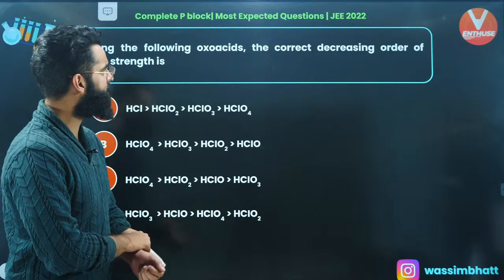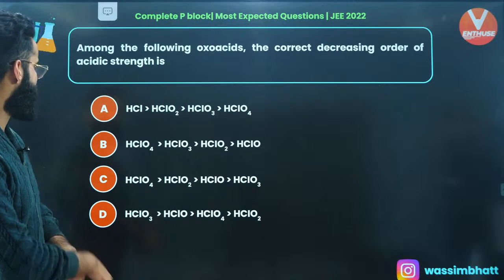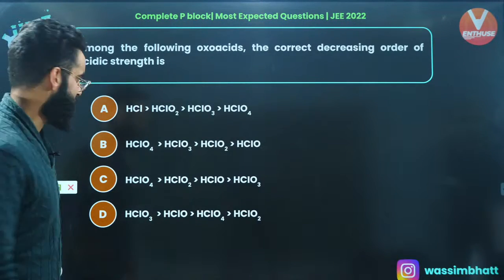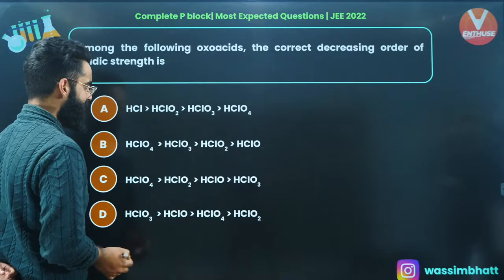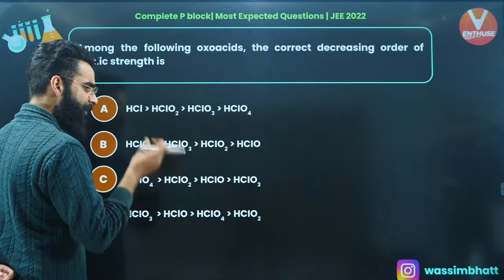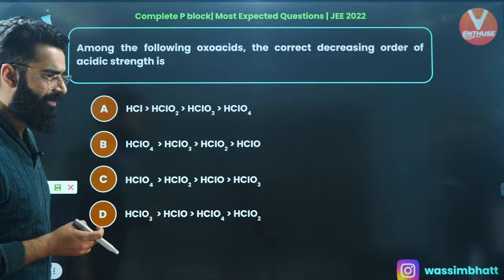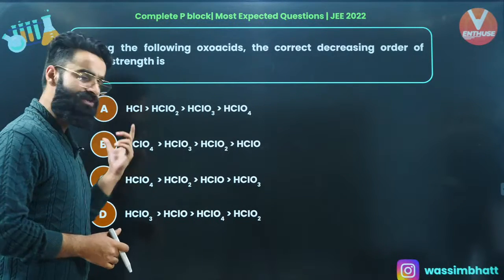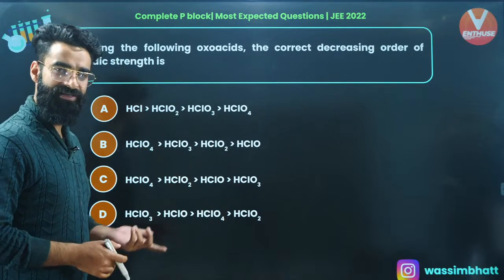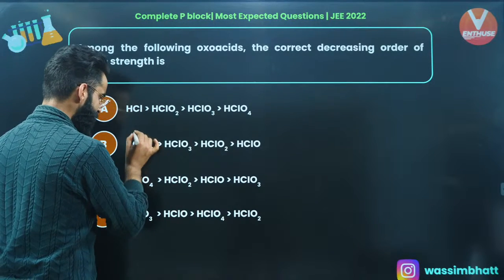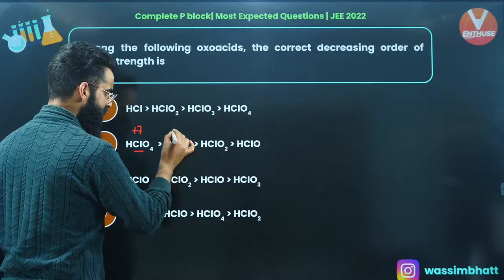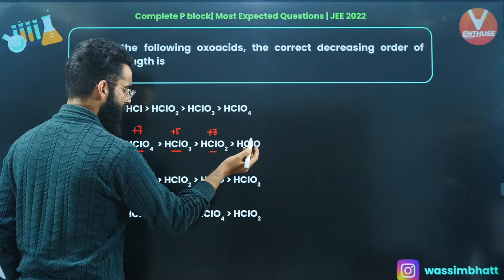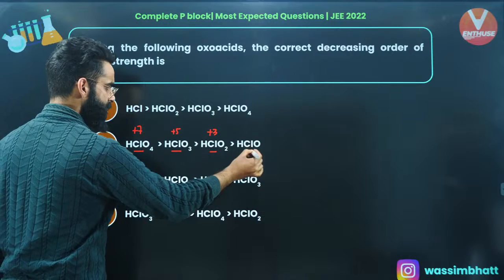Okay, among the following oxo acids, what is the correct decreasing order of the acidic strengths? How do you arrange them on the basis of their acidic strengths? These are the acids of chlorine which are given to me. So the first thing I'll be doing is calculating the oxidation states of chlorine. Wherever you see the maximum oxidation state of chlorine, that's going to be maximum acidic. If you look at this one, the oxidation state of chlorine is +7, here it's going to be +5, over here it's going to be +3, and over here it's going to be +1.